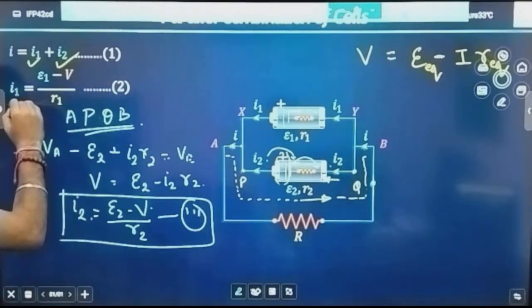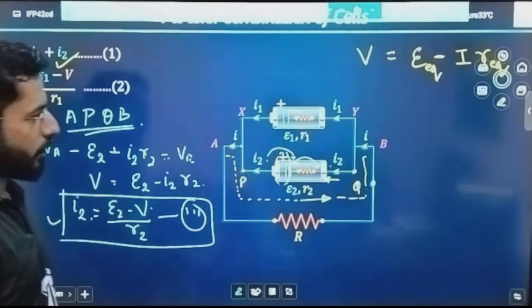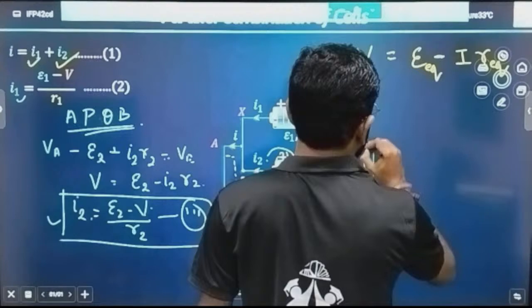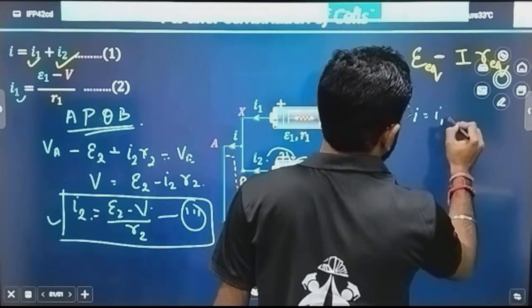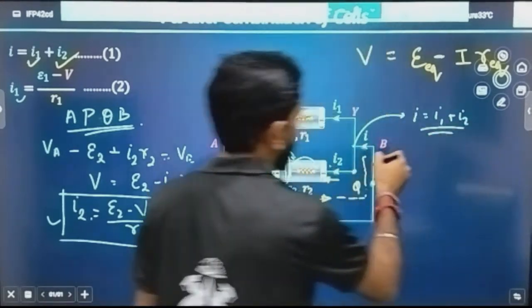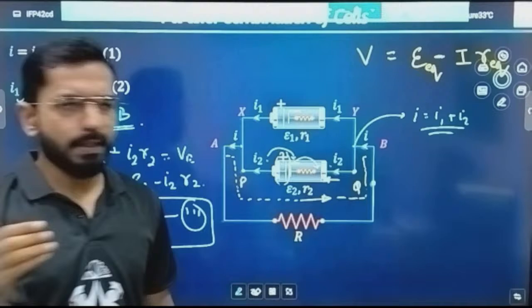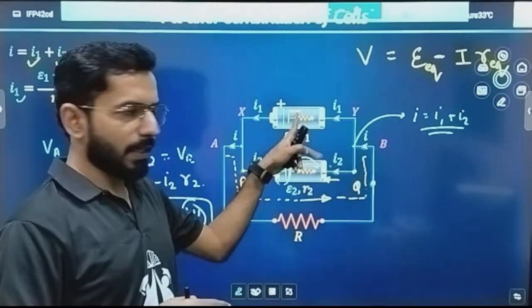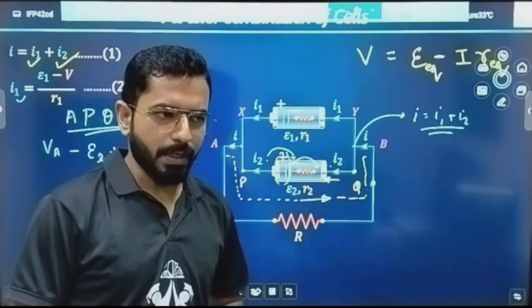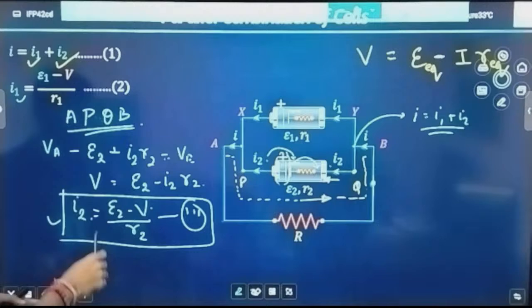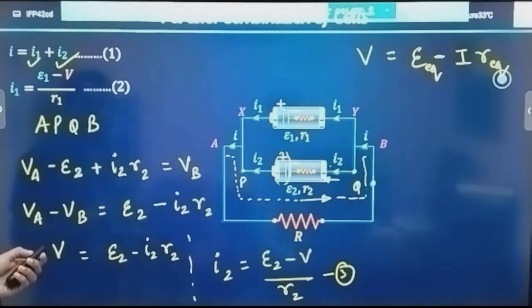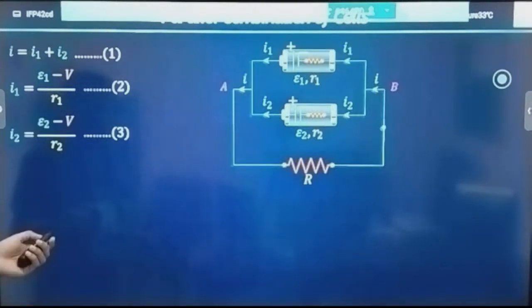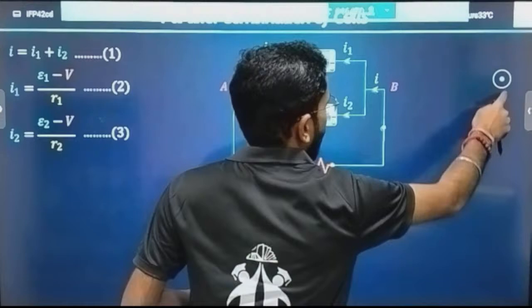Now I got my I1, I got my I2, and from this I can simply say, applying KCL at this node, I is equal to I1 plus I2. Very simply, the net current that is coming inside is the net current that is going outside from the node. Correct? Now just simply add them up. What is the result that you will be getting? You got both the things now.